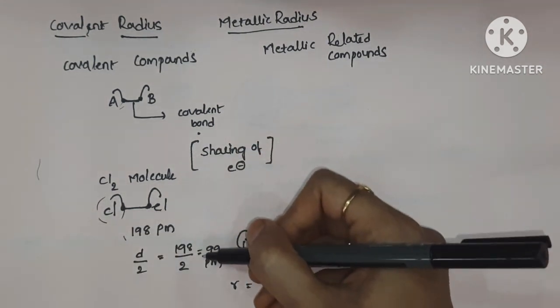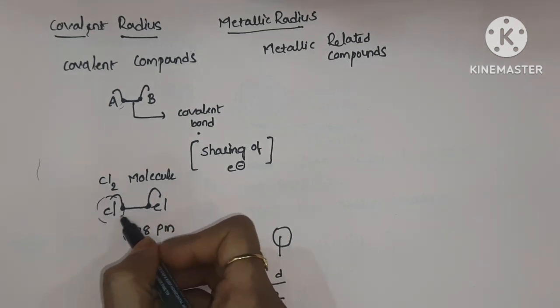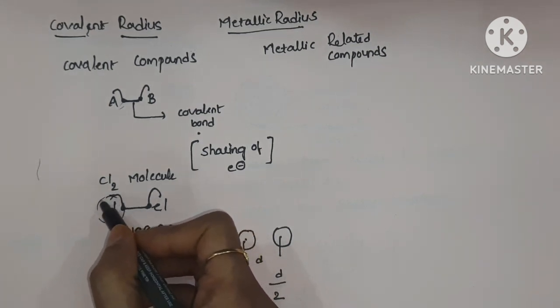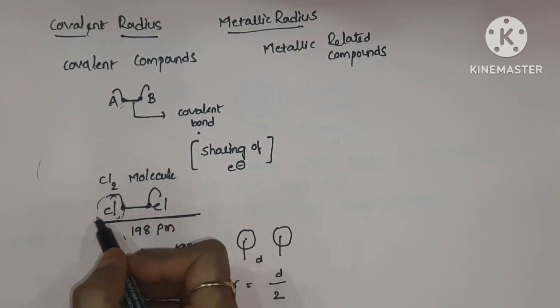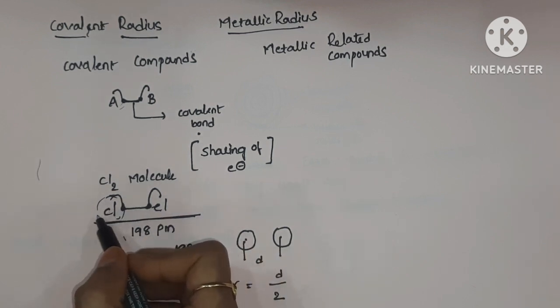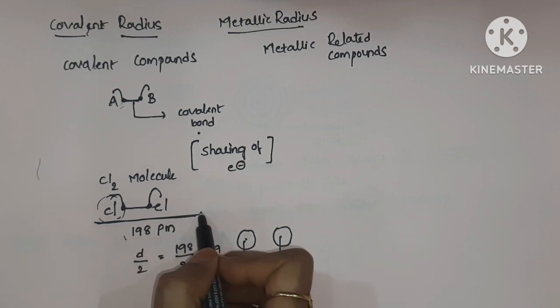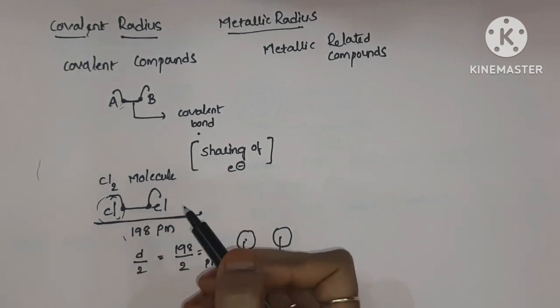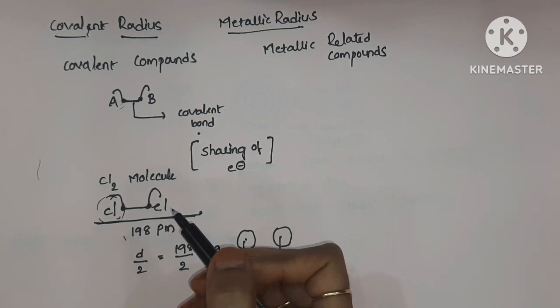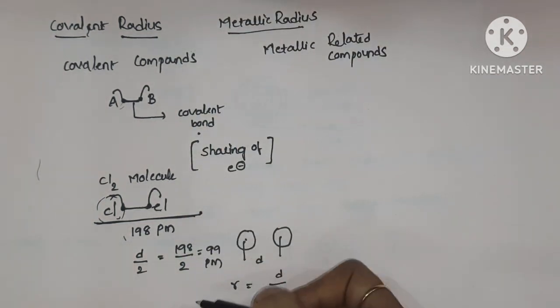This is the way we have to find the atomic radius. But the atom must be in a combined state, not an individual state. The atom must be placed in a combined state, then we can find the radius of that atom. So this is the covalent radius.